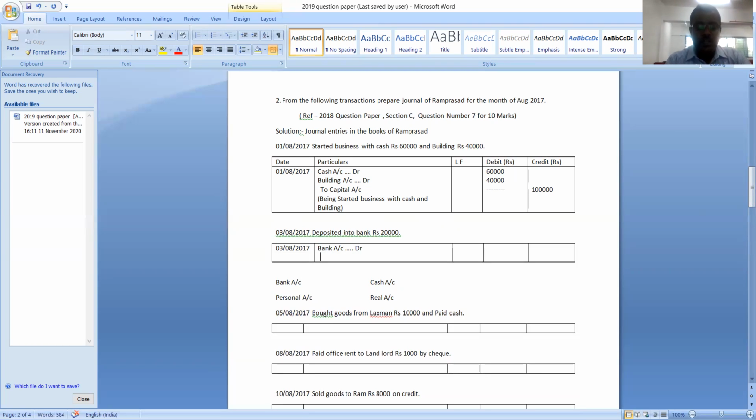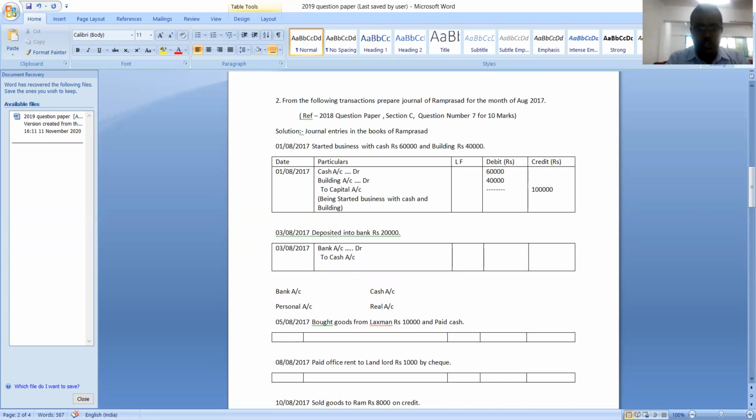Then which account should be credited? To cash account. Why should the cash account be credited? Because here the cash account is a real account. When you deposit cash into the bank, cash goes out of the business. Cash goes out. That is the reason we need to credit the cash account. Later in brackets, we should write the narration, which starts with being. What narration should we write now? Being cash deposited into bank.